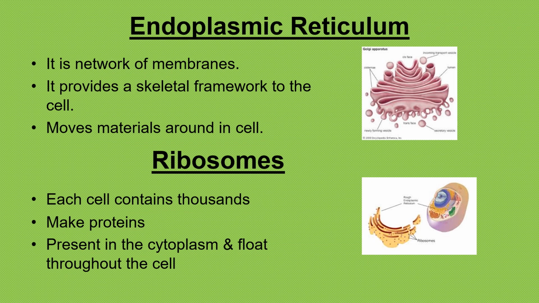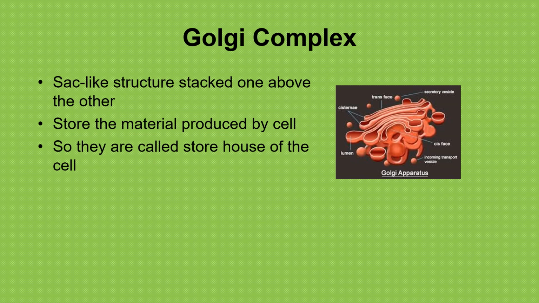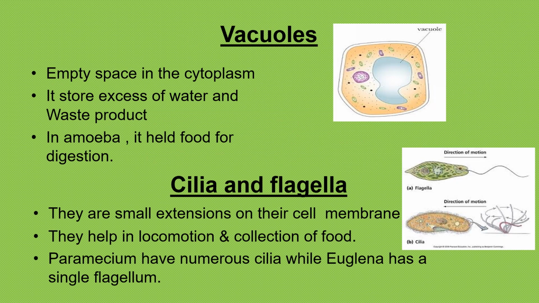Ribosomes make proteins present in the cytoplasm. Golgi complex: stack-like structures, stacked one above the other, store the material produced by the cell, so they are also called the storehouse of the cell. Vacuoles, empty space in the cytoplasm. It stores excess water and waste products. In amoeba, it holds food for further digestion.